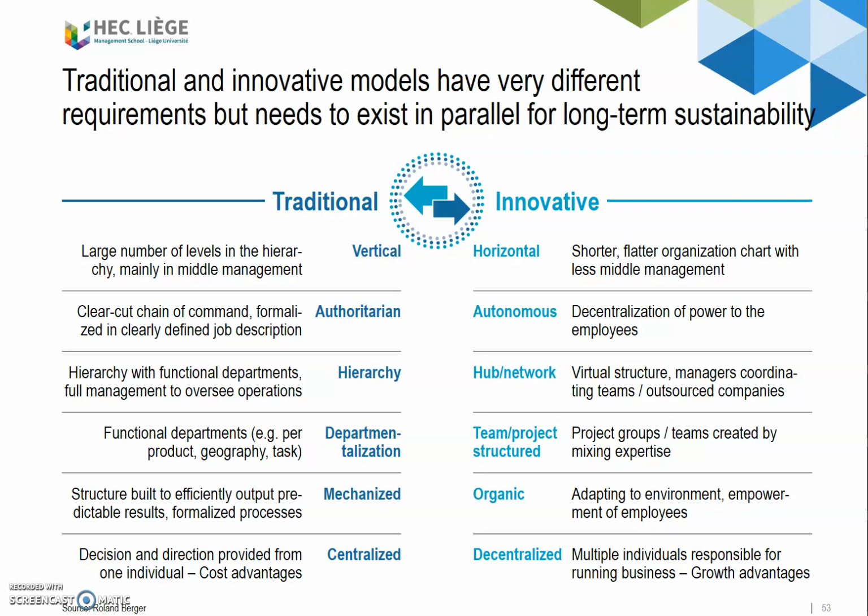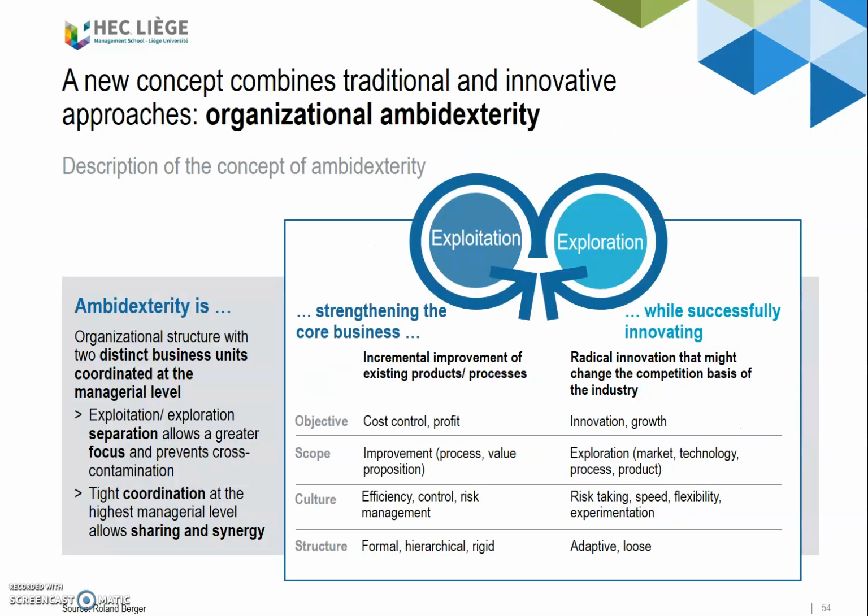So it's a bit black and white. But if we really put it to the extreme, that would be the view of the very old traditional corporation versus the new innovative organizational form. Obviously, reality is somewhere in the middle. And a very interesting concept is what we call organizational ambidexterity. The goal here is to combine the traditional and the innovative approaches.